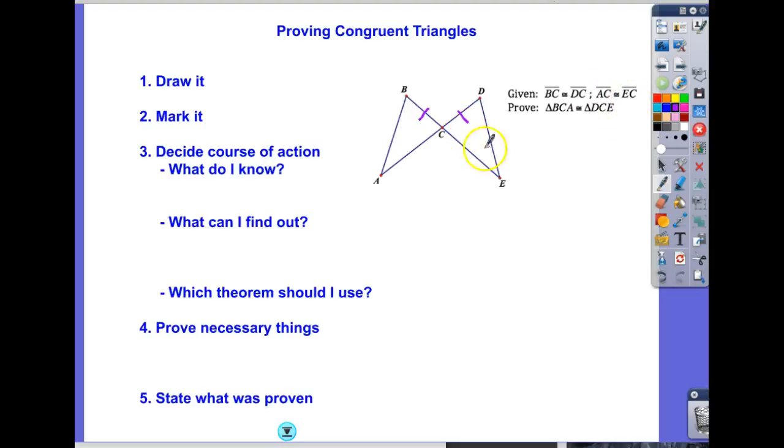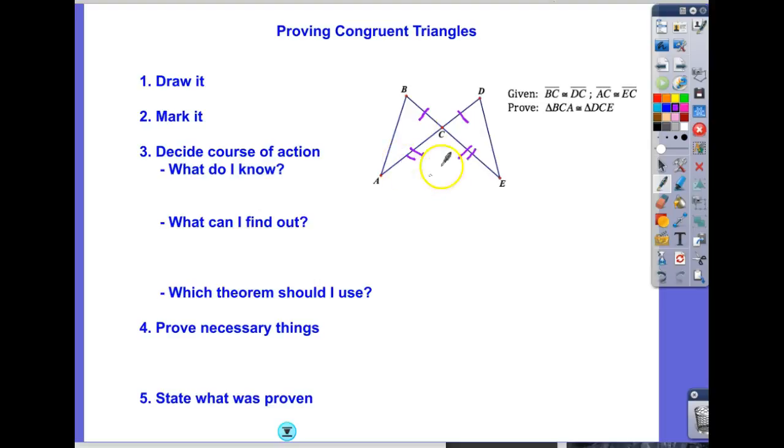AC is congruent to EC, so AC here, and EC here. Sorry, it needs 2 lines, otherwise it's going to say it's congruent to that, but it's not. These two are congruent, and these two are congruent. And so that's what I know. So now I need a course of action. What do I know? Well, I know these two are congruent, and I know these two are congruent. What can I find out?